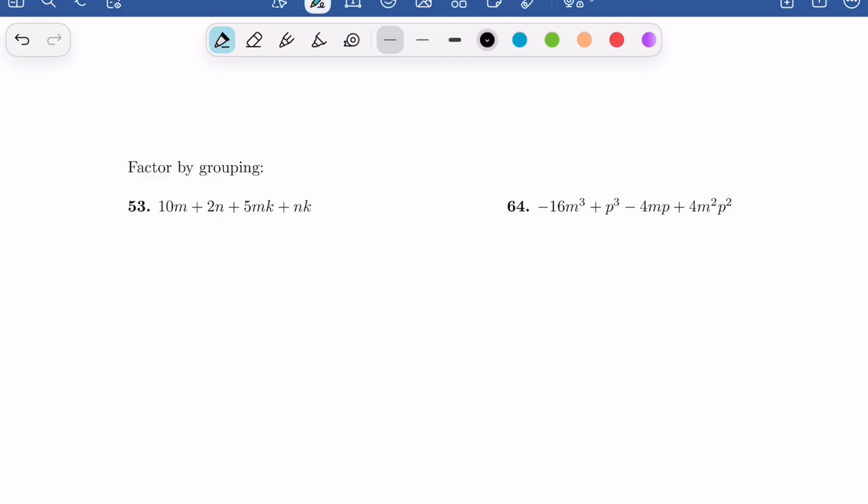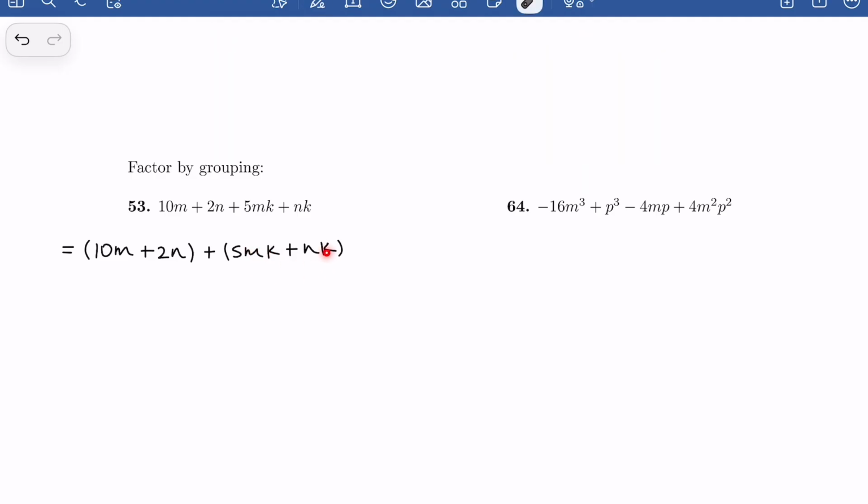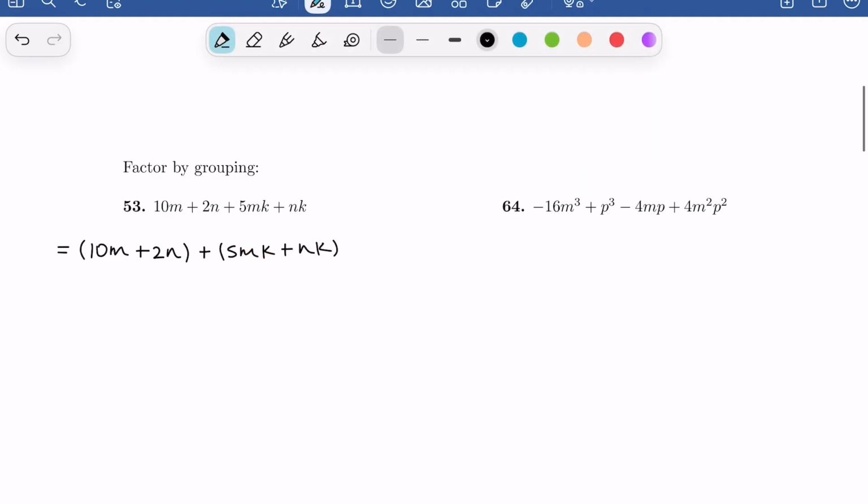So for this first example, we are going to first group the terms so that each group has a common factor. So we have 10m plus 2n. I'm going to group them as is because they share a common factor of 2. So 10m plus 2n. And then my second group is going to be 5mk plus nk because each of these terms shares a common factor of k. So that's our first step to group these terms.